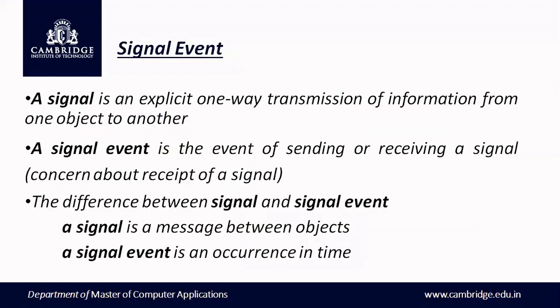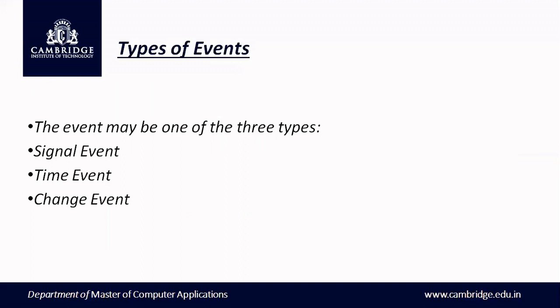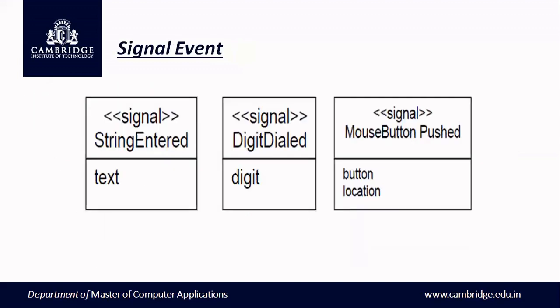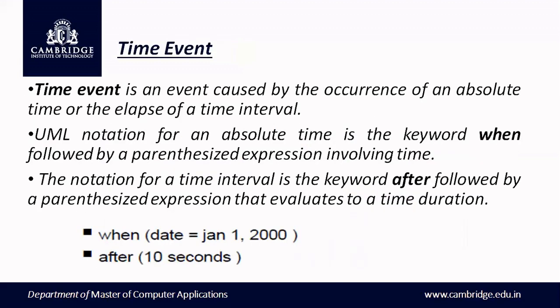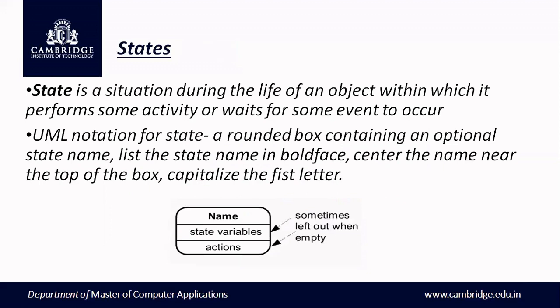So here we have understood the three types of events: the signal event, time event, and the change event. Along with these events, we have also seen how to use the UML notations. Once we are finished with the events, next we'll start with the states.